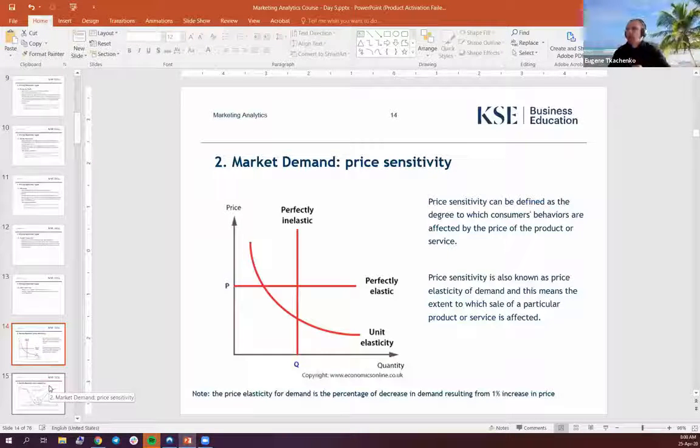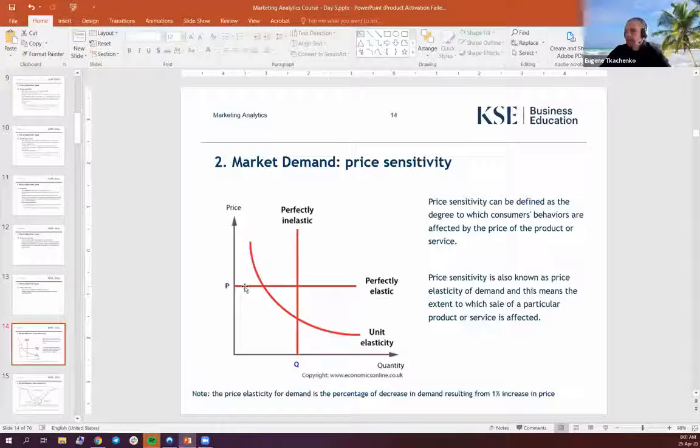consumers' response to your price versus the number of units or services you can sell. So if you look at this graph, we basically have three main types of elasticity. We have perfect elasticity, perfectly inelastic, and then unit elasticity.